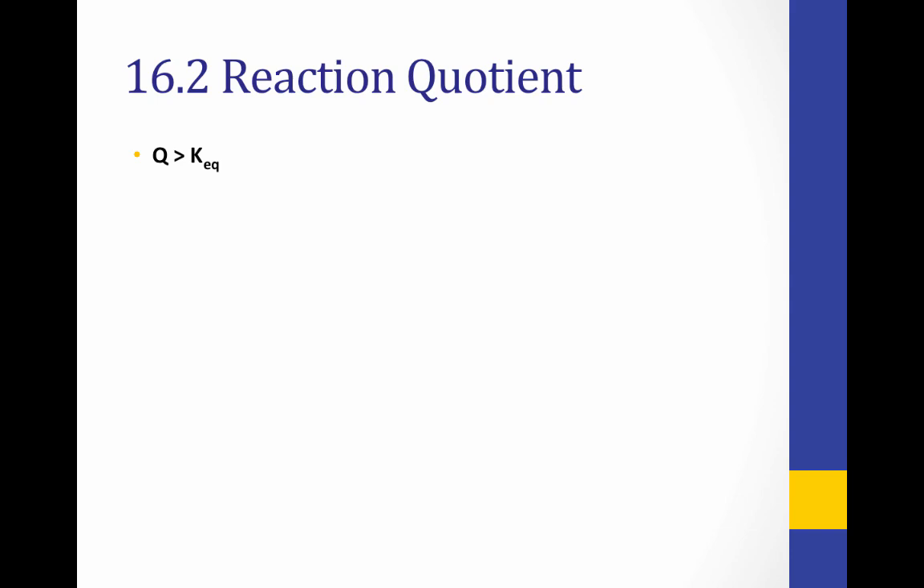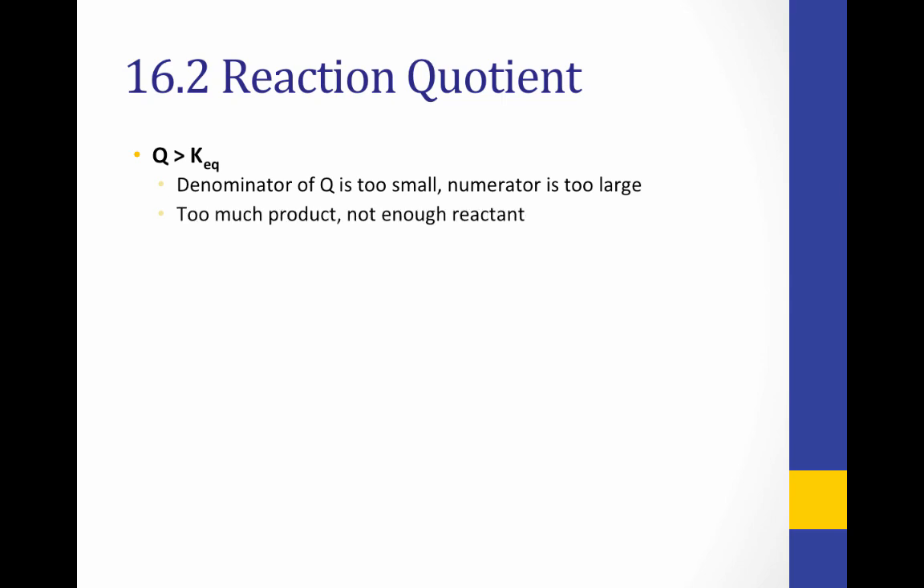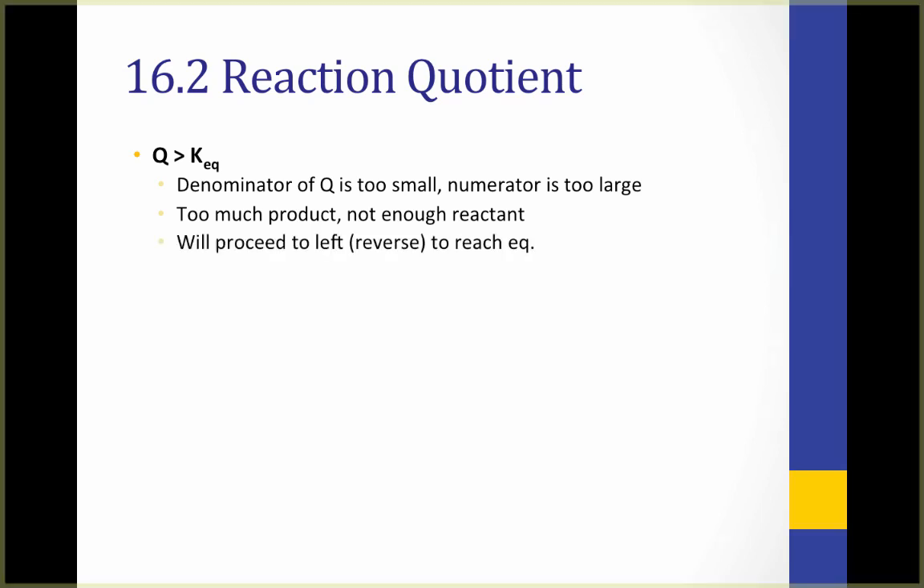Summarizing this observation, we found that Q is greater than K, meaning the denominator of Q is too small and the numerator is too large. Also meaning that there's too much product and not enough reactant, and also indicating that the reaction will proceed in the reverse direction in order to reach equilibrium.